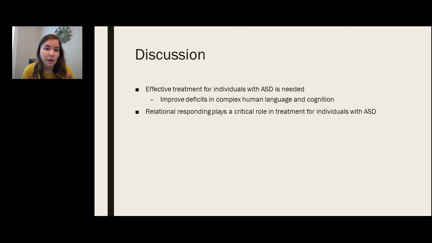So it's our ethical duty to ensure that individuals with ASD are receiving effective treatment, and that we improve the deficits in the complex language and cognition that we see with our individuals with ASD. The study and many other past researchers would suggest that relational responding clearly plays a critical role in treatment for individuals with ASD.